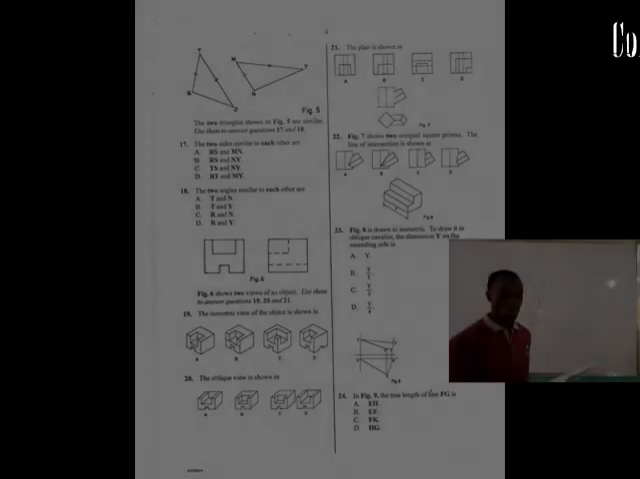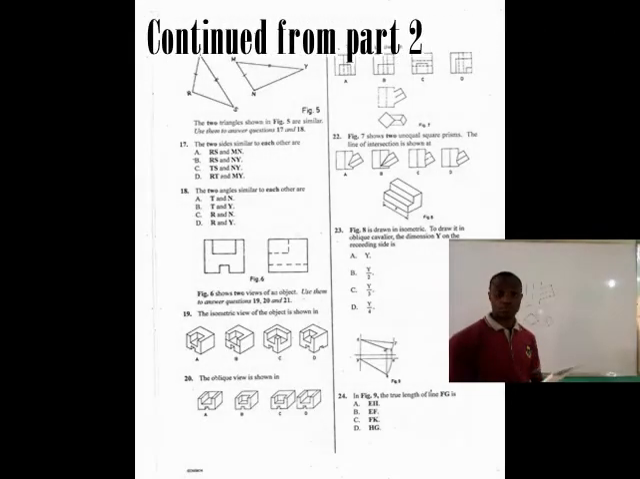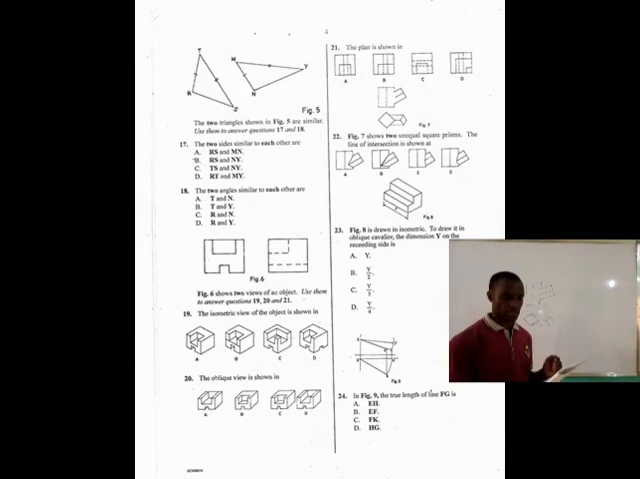Figure 7 shows two unequal square prisms. Say the line of intersection is A. We have A, B, C, and D. The answer is A. The answer is not B.